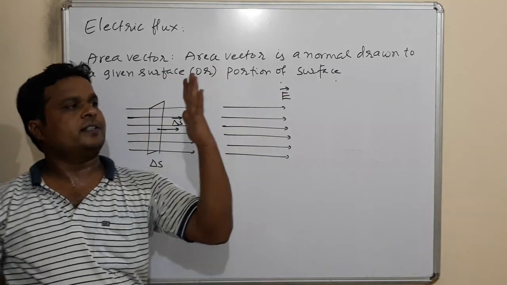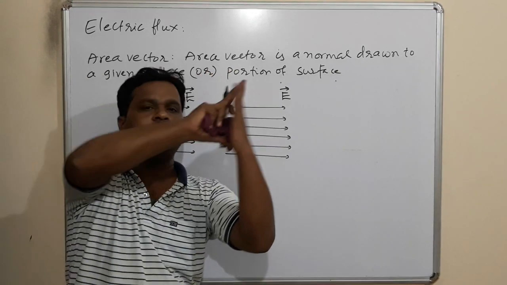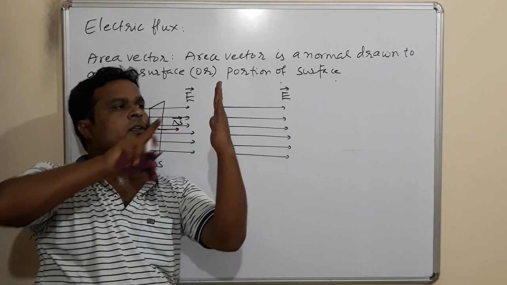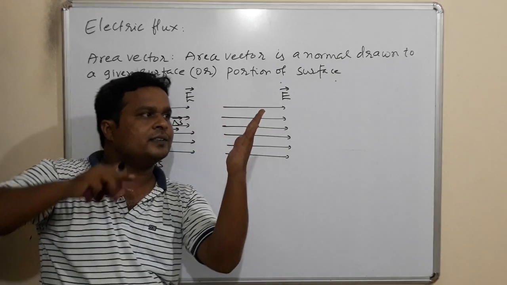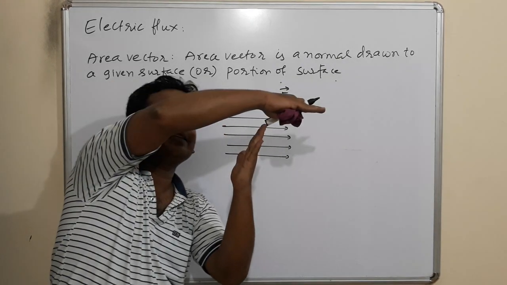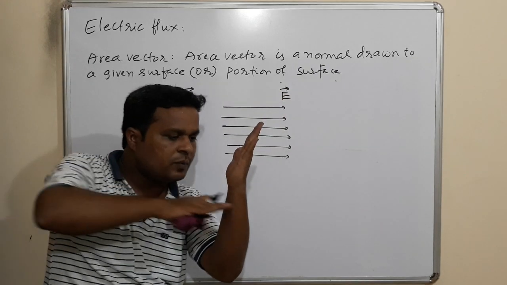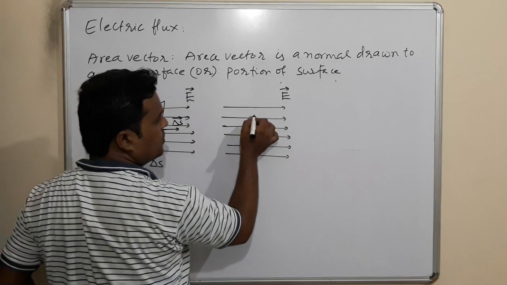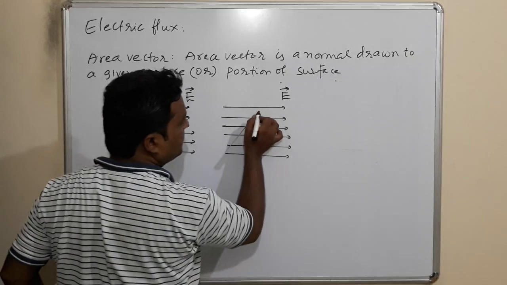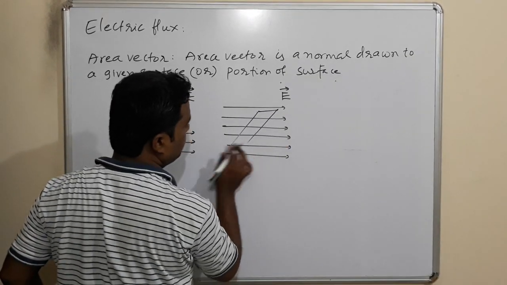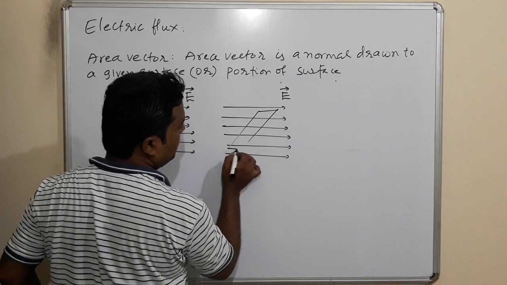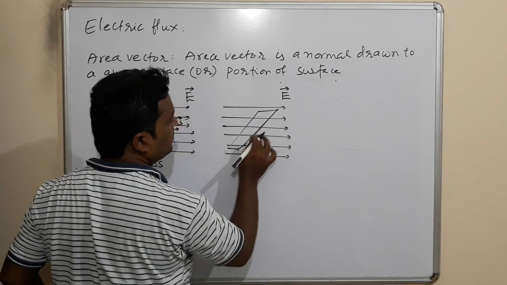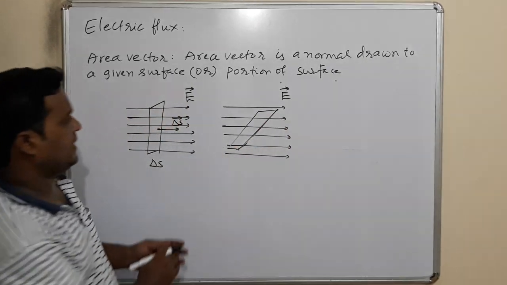See, if it is held like this, all the lines will be passing through the surface. How many lines? Let us suppose 100 lines. If the surface is tilted like this, then some lines will be passing from above the surface, some lines will be passing from below the surface, and some lines will be missing. Same surface, I am tilting it like this.